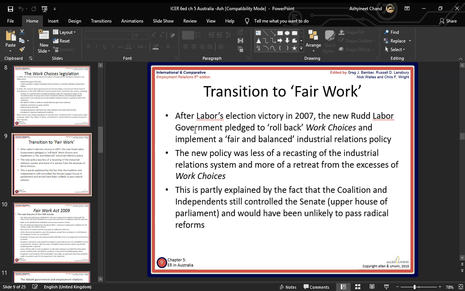The new policy was less of a recasting of the industrial relations system and more of a retreat from the excesses of Work Choices. So basically, this new policy tried to roll back whatever damage was done by Work Choices. This is partly explained by the fact that the coalition and the independents still controlled the Senate, the upper house of the parliament, and would have been unlikely to pass radical reforms.